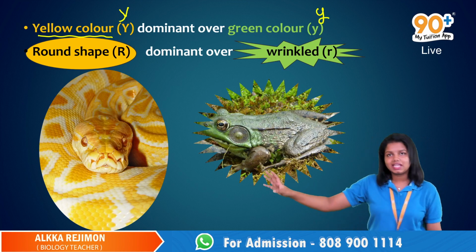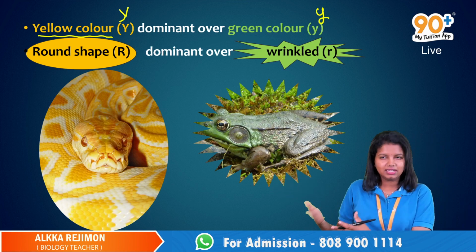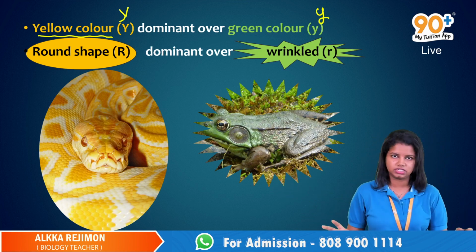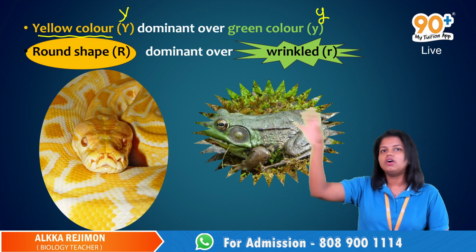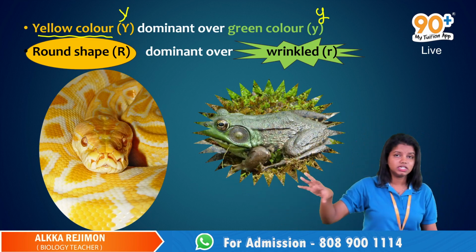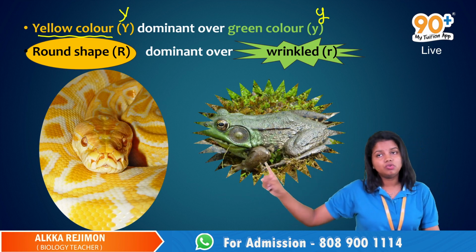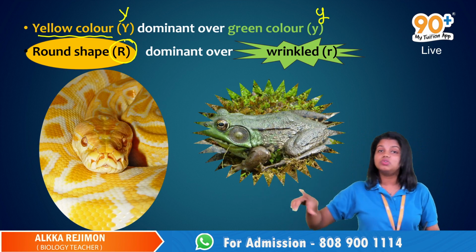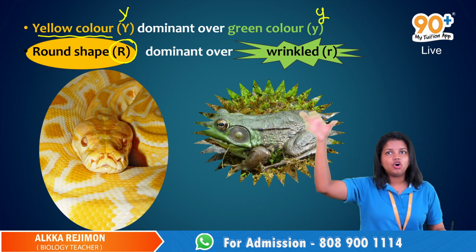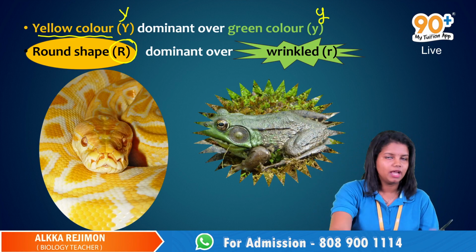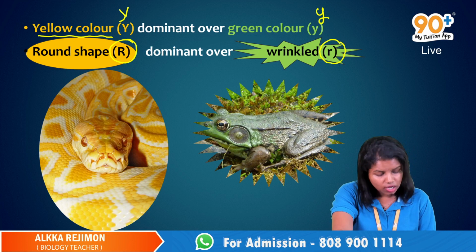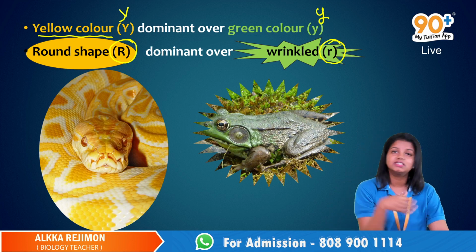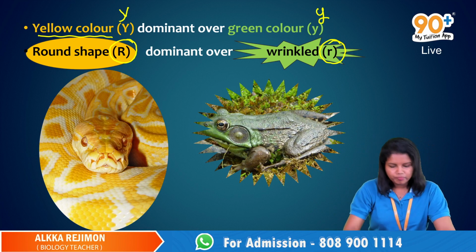So the second property or second character is the shape of the seed. The color of the seed, yellow is dominating. Now the shape of the seed, there are two shapes. Round shape, which can be denoted with the capital R because round is dominating. It dominates over the wrinkled shape, and to show wrinkled we will use small r because wrinkled is recessive trait.